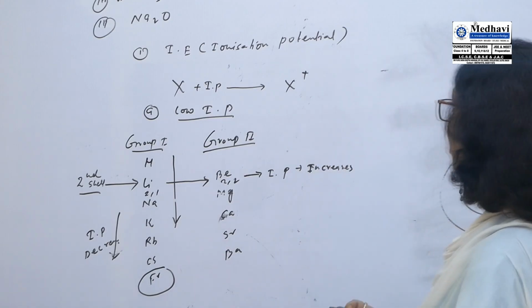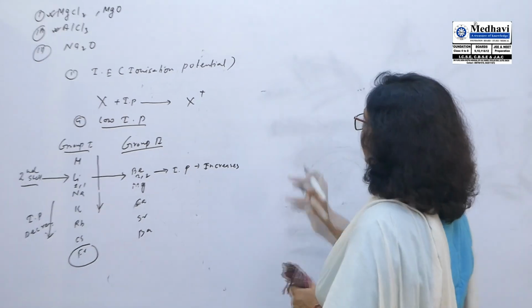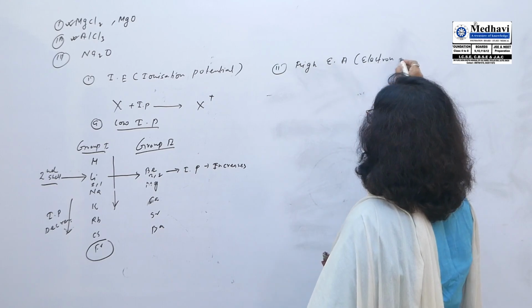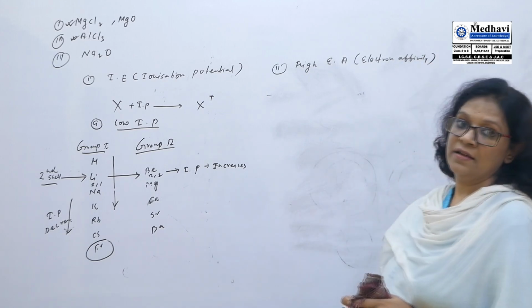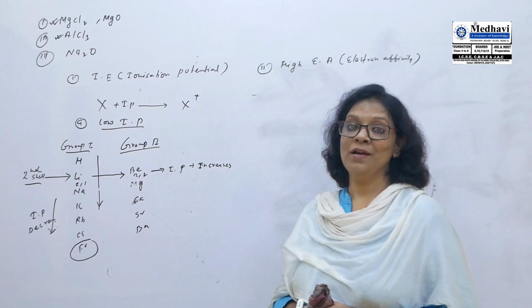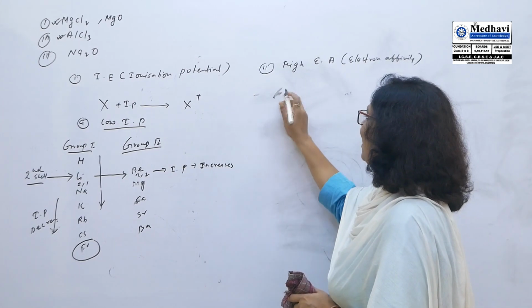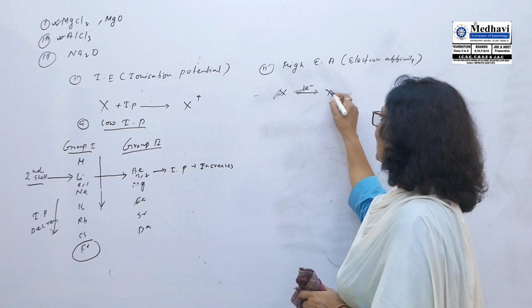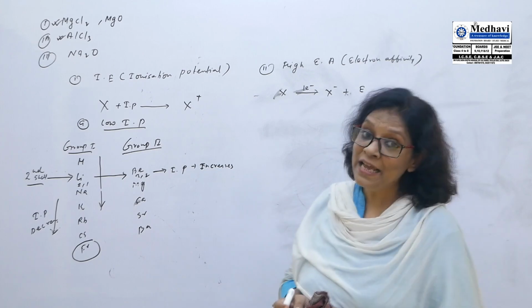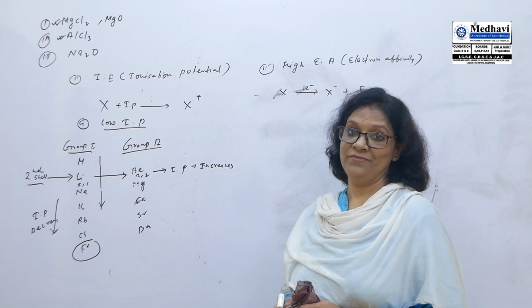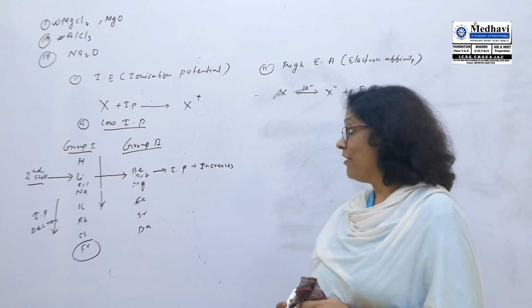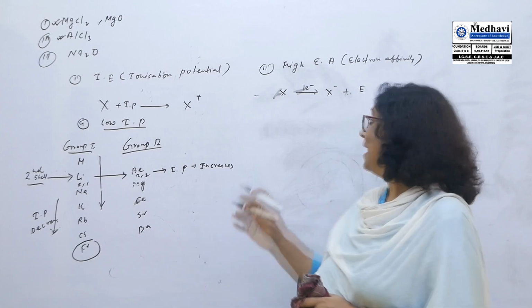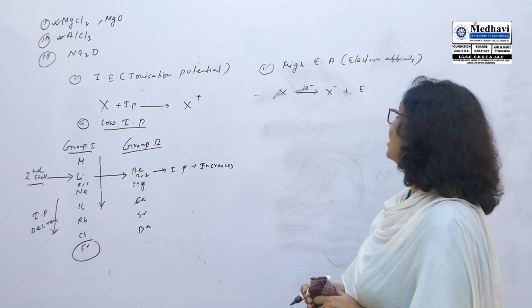The second condition for the formation of an ionic or electrovalent compound is high electron affinity. Very important point. Electron affinity is opposite to ionization potential. Here, it is the amount of energy released when an electron is added to an isolated gaseous atom. Here electrons are being added, while in ionization potential electrons are being removed. For removal we need energy, and when electrons are being added, some amount of energy is released. That energy is called electron affinity.